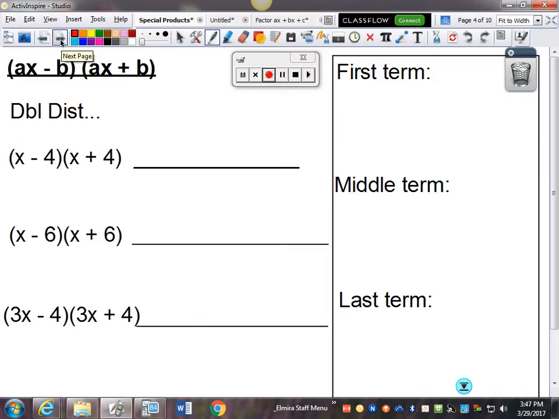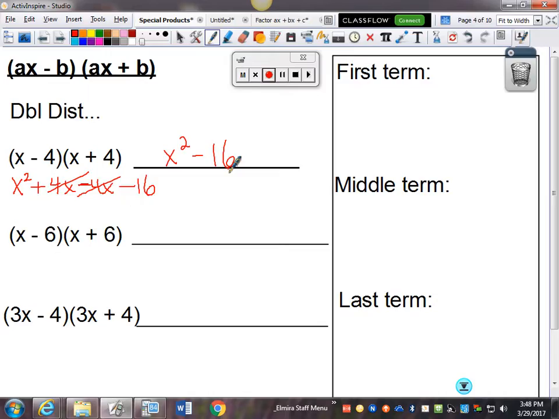Then, and probably the easiest scenario, is when it almost looks identical, except the signs are different. An x minus 4 and x plus 4. It's still an x and a 4 and a 4, just opposite signs. So if I double distribute this out, I get x squared, a plus 4x, but then I turn around and get a minus 4x. Negative 4 times positive 4 is minus 16. So what's going to happen now when I combine like terms is that those x's cancel out, and I get x squared minus 16.